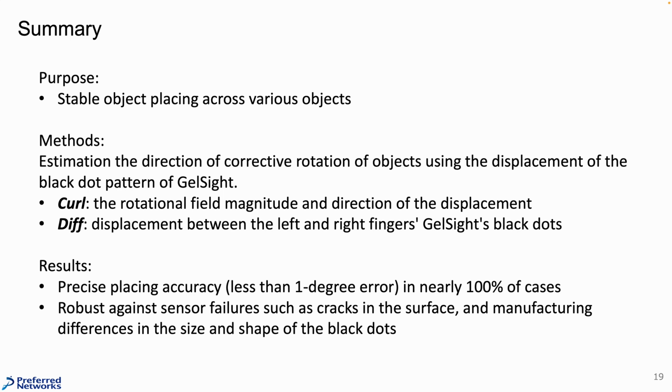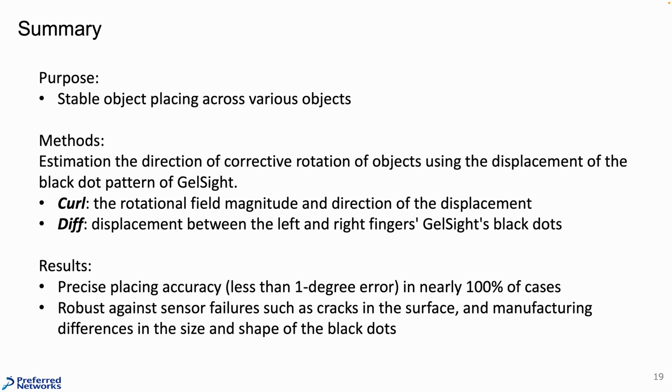In summary, we propose a method for stable object placing using tactile sensors. By estimating these two object directions of corrective rotation from curl and diff, the robot can manipulate the object's pose for stable placing. This method of estimating the direction of corrective rotation is robust against sensor failures, such as cracks in the surface and manufacturing differences in the size and shape of the black dots.